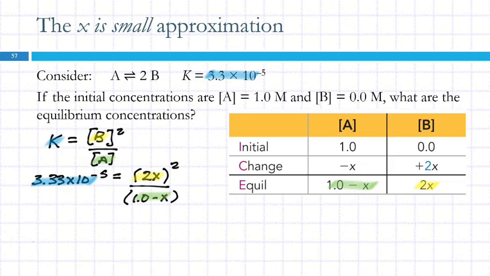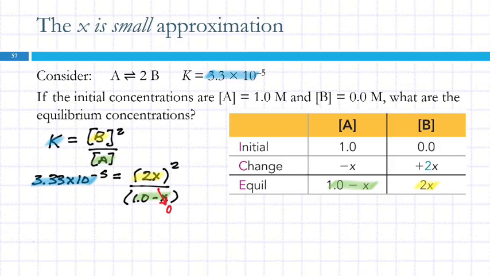So we're going to suppose that X is so small relative to 1 that it doesn't really matter. X is small. So this X, we're saying, is basically 0. It's so small it doesn't matter. Can we make this X 0 also? No, because then this would be 0, and 0 does not equal 3.3 times 10 to the minus 5. It just doesn't.